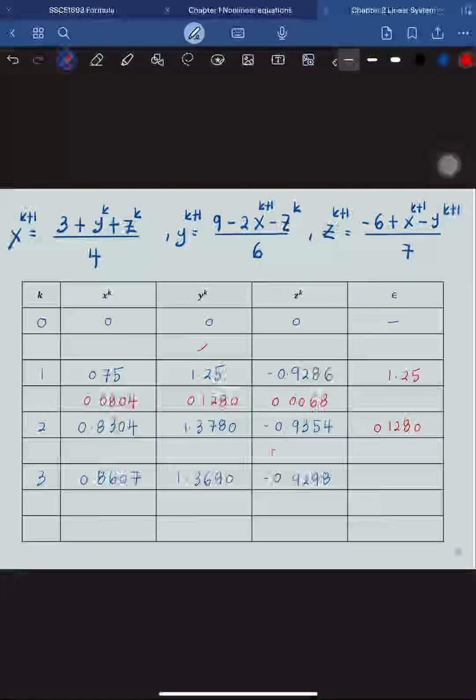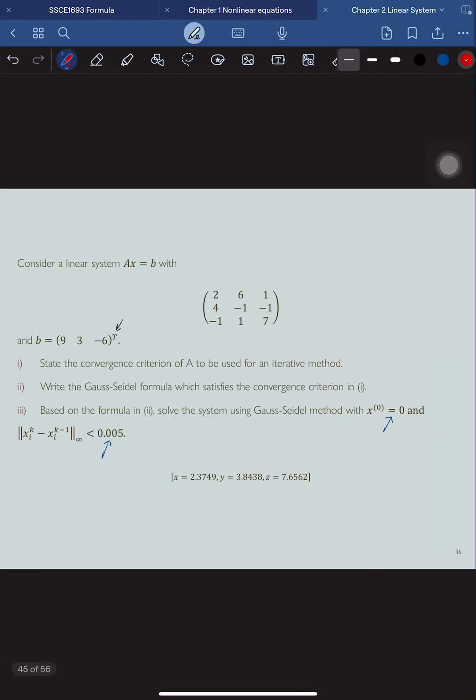So the errors are: negative 0.9298 minus negative 0.9354, then 1.3690 minus 1.3780, and the last one 0.8607 minus 0.8304, which is 0.0303. So the maximum is 0.0303. Back to the condition.